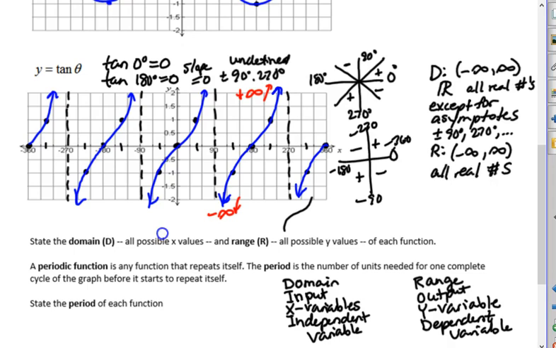Now the third thing that we looked at was the period. How many units does it take on the x-axis until the graph repeats itself entirely? So if we look here, it goes from negative 90 to 90 is one section, and then it repeats itself again from 90 to 270, and repeats itself between negative 270 and negative 90. That is a period of 180 degrees. So every 180 degrees it repeats itself. So it has a period that is half as big as sine and cosine.